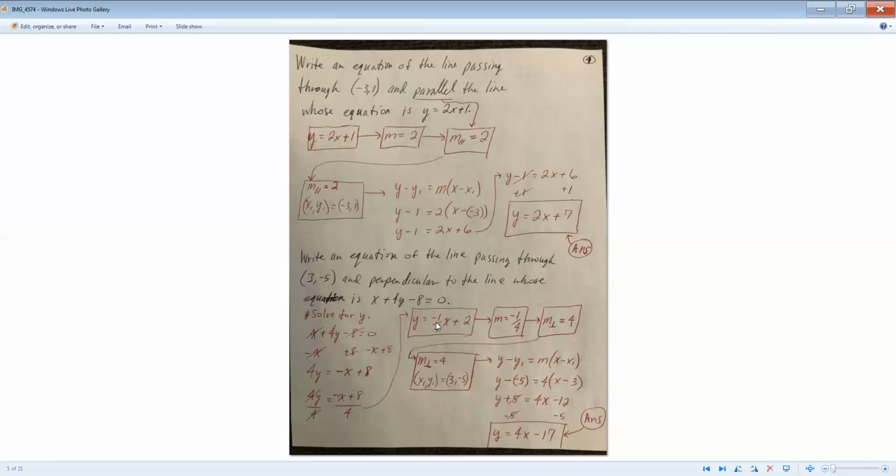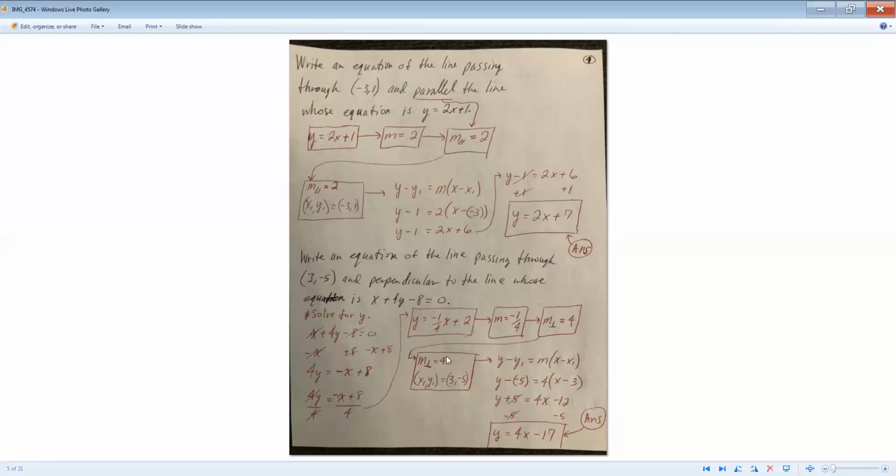So the slope of this equation is negative 1/4, but the slope of a line that's perpendicular to this would be a positive 4 over 1, which is just positive 4. Remember, perpendicular, you have to use a negative reciprocal, so you use the opposite sign and you flip the fraction.